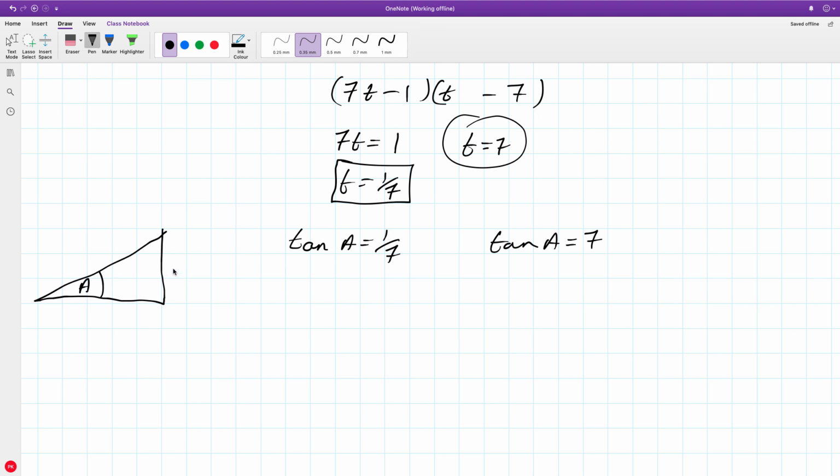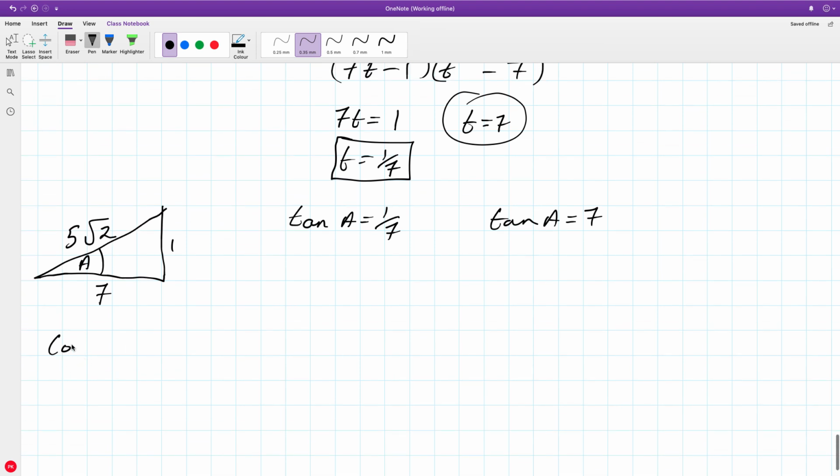Opposite over adjacent, 1 over 7. What's my hypotenuse going to be? 1 squared plus 7 squared is 50, square root of 50, 5 root 2. So the cos of A is 1 over 5 root 2. And the sine of A is 1 over, that should be 7, shouldn't it? 7 over 5 root 2, and cos A is 1 over 5 root 2. And obviously tan of A is 1 over 7.